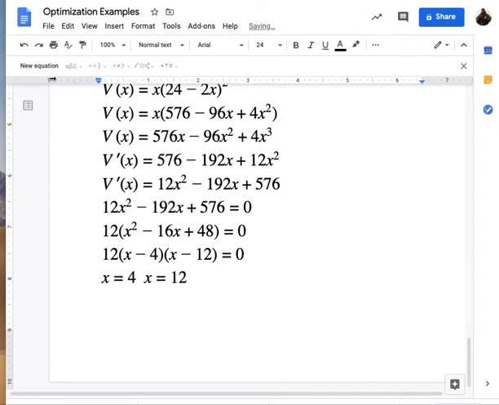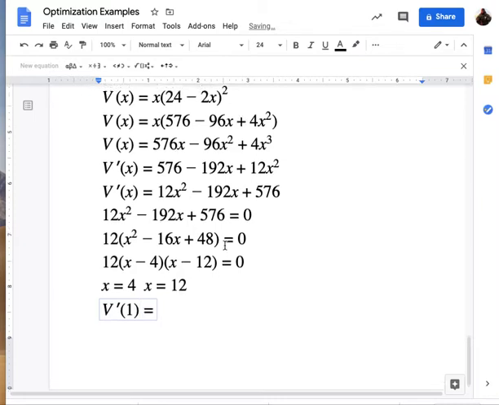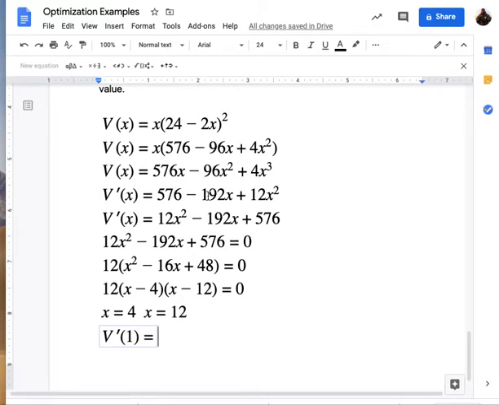Well, the simple thing to do would be to plug a number smaller than 4 and a number bigger than 4 into your derivative. So if we think V prime of a number smaller than 4, let's go with 1. And if we plug in 1, we might as well plug it into the easiest form. 12 times 1 minus 4 is a negative number, and 1 minus 12 is a negative number.